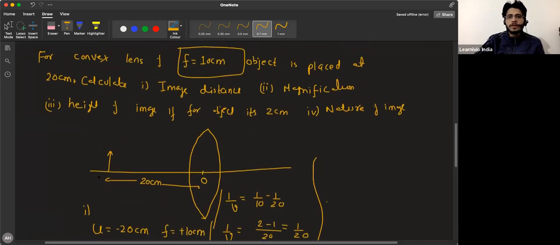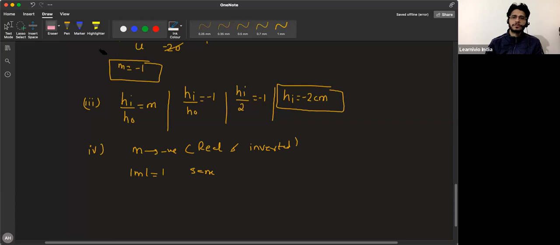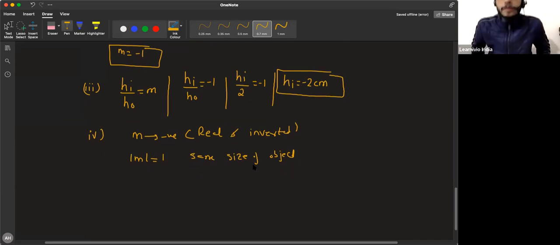After this, the last part is nature of image. See, magnification is negative, right? Negative means your image is real and inverted. Mod of M is 1. Means image is same size as that of object. Same size of object. So this is clear for everyone. So Amalia, if magnification is negative, that means it's inverted. If it is inverted, then it has to be real.